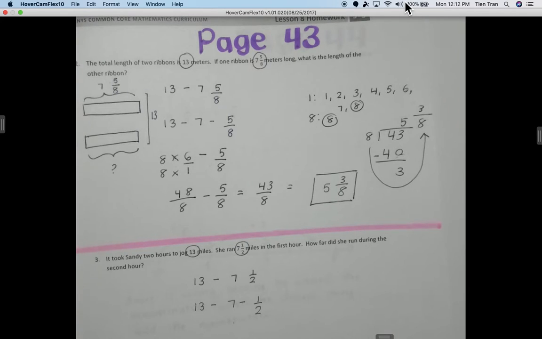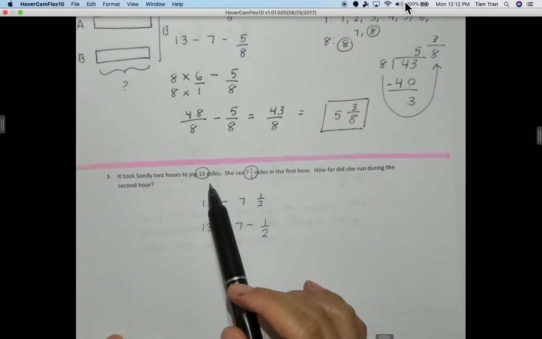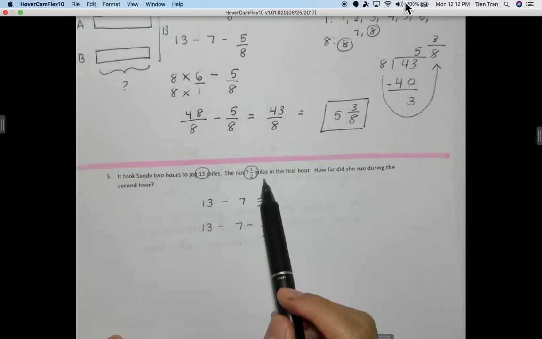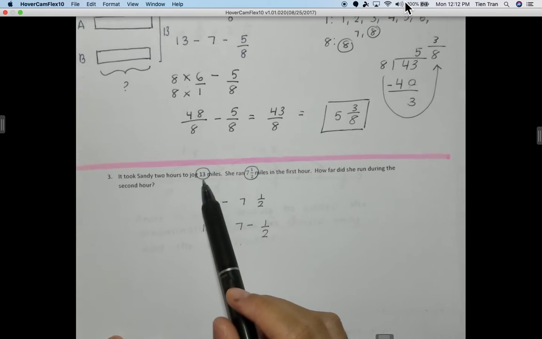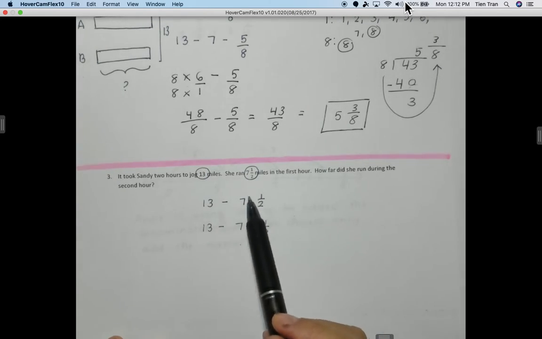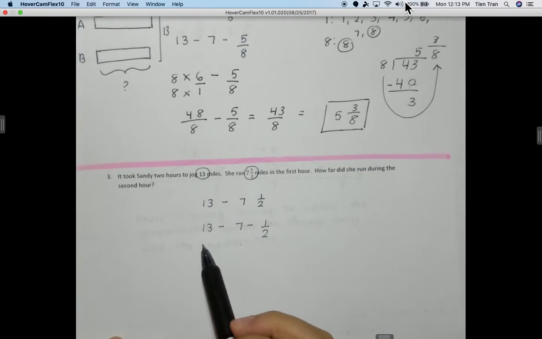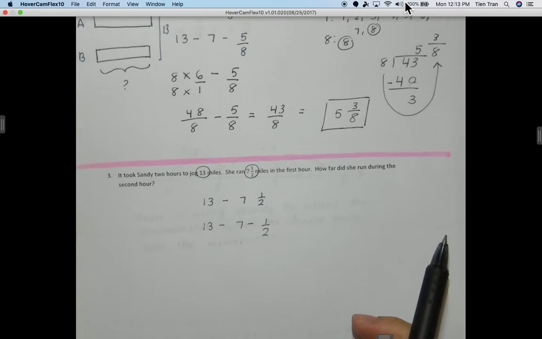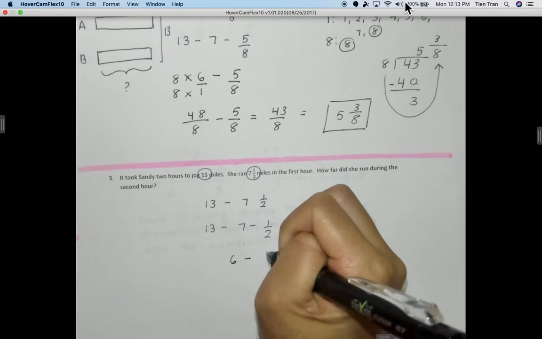Now for problem number 3, it says it took Sandy 2 hours to jog 13 miles. She ran 7½ miles in the first hour. How far did she run during her second hour? So I'm subtracting 13 miles minus 7½ miles to find out how much she ran. So first I'm separating 13 minus 7, which is going to give me 6. And then I'm subtracting 1/2.